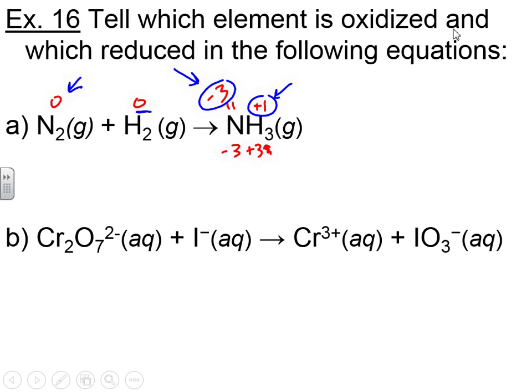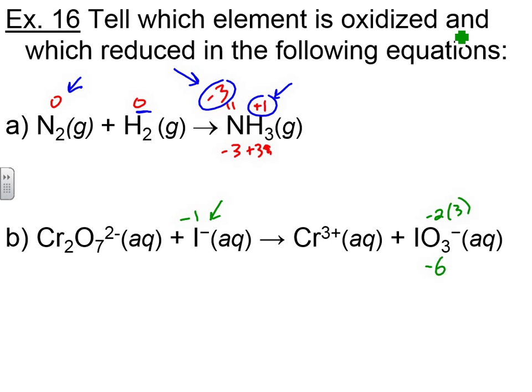Now the first one is going to be a bit tricky. Actually, iodine is really easy. On the left side, iodine has a -1 charge. On the right side, we can analyze iodine. So here, we'll use oxygen. Each oxygen is a -2. You have 3 of them, so you have a -6 total for the oxygen side.